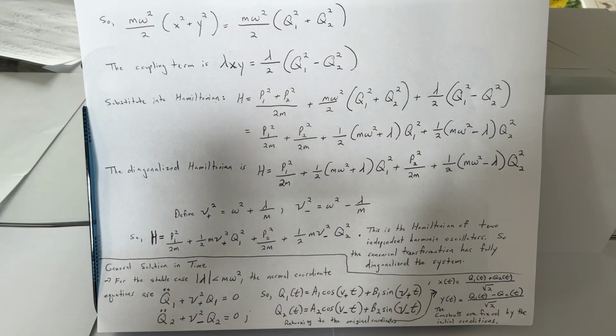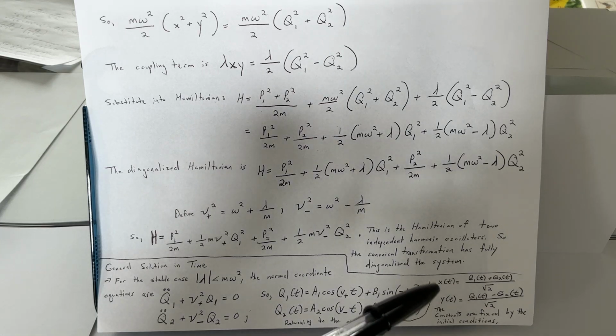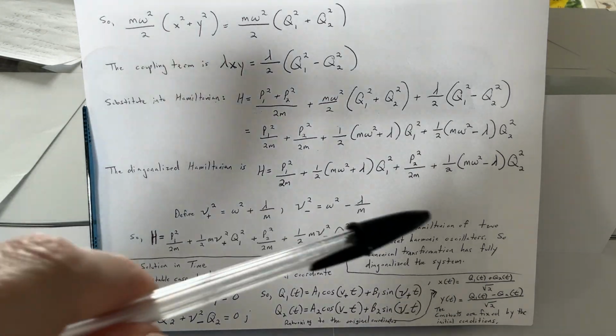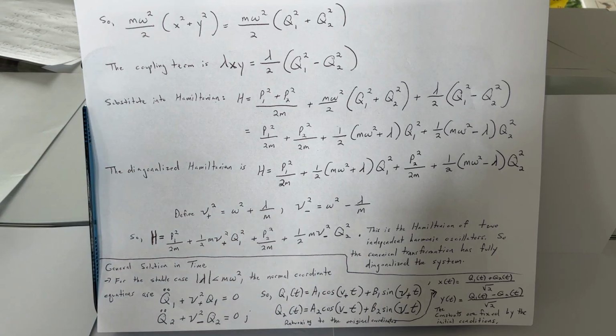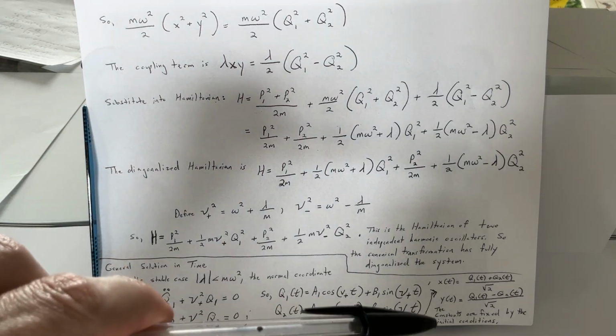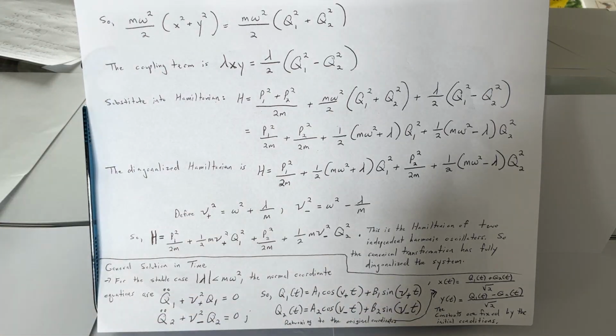So returning to the original coordinates, we're going to get the following here. x(t) equals q_1(t) plus q_2(t) over the square root of 2, and y(t) equals q_1(t) minus q_2(t) over the square root of 2. So the constants are fixed by the initial conditions.